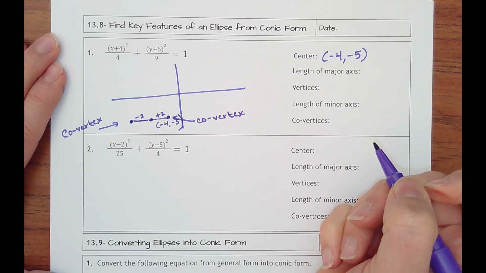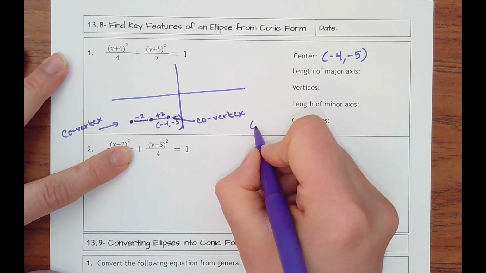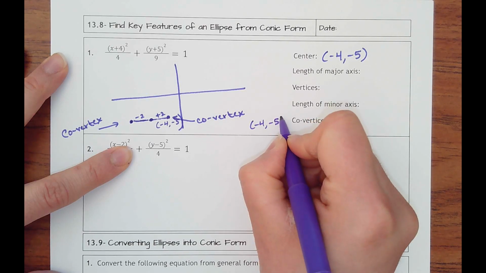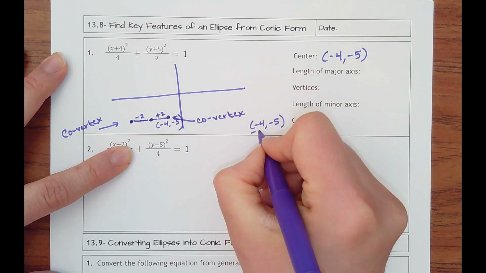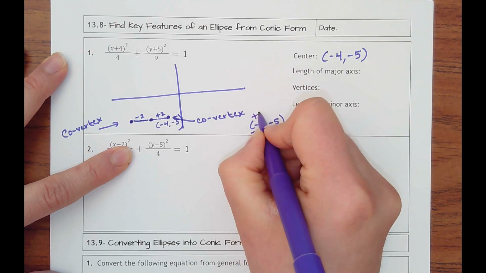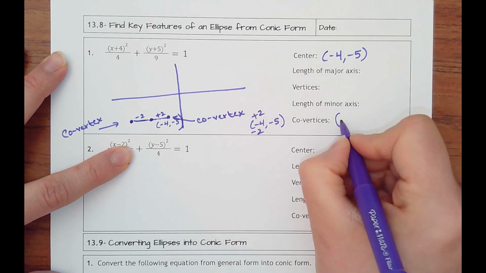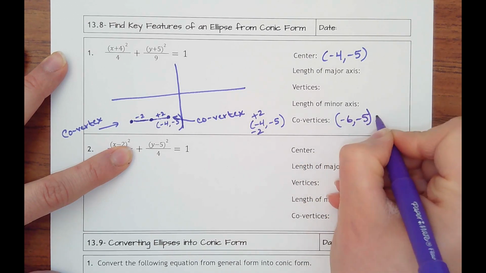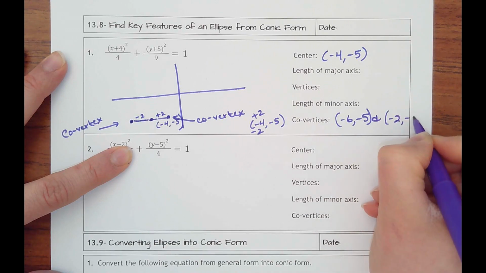Okay, so I can go ahead and do that. I can figure out my center was at -4, -5. I'm changing my x value since I'm going left and right. I'm going left 2 and right 2. So my co-vertices would be at -6, -5, and at -2, -5.